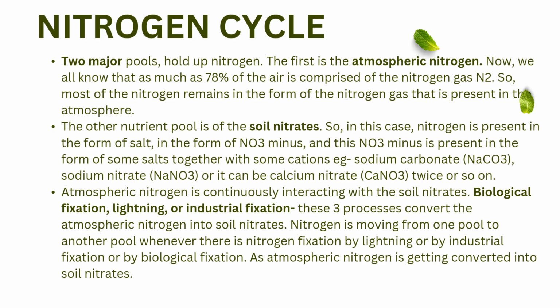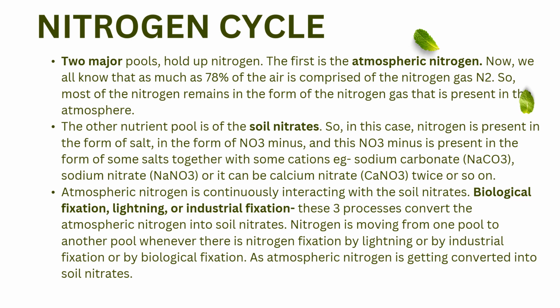The first cycle that we will be going through is the nitrogen cycle. There are two major pools that hold up nitrogen. The first is the atmospheric nitrogen. Now we all know that as much as 78% of the air is comprised of nitrogen gas, N2. So most of the nitrogen remains in the form of the nitrogen gas that is present in the atmosphere.